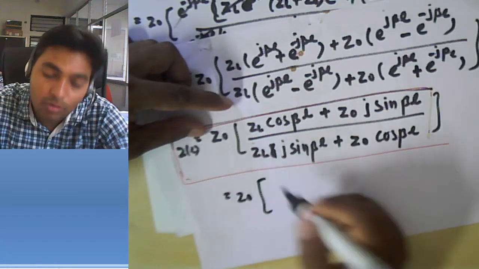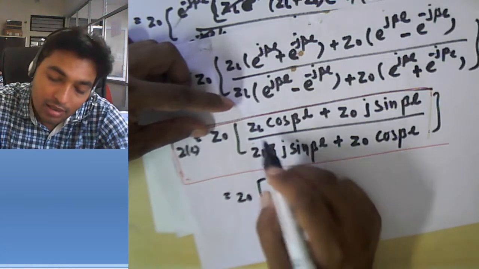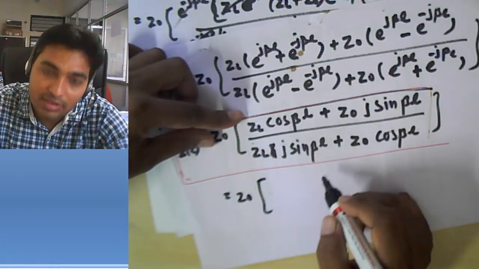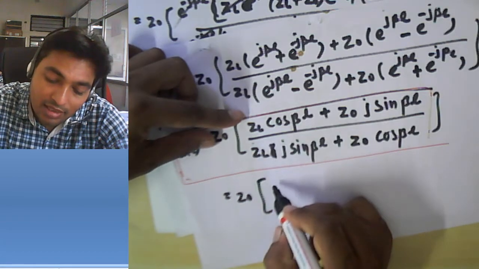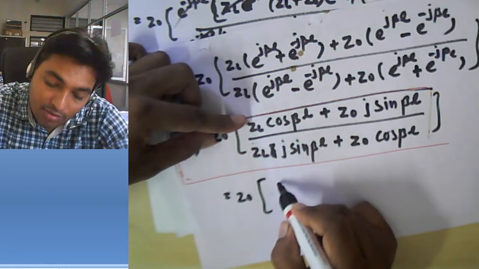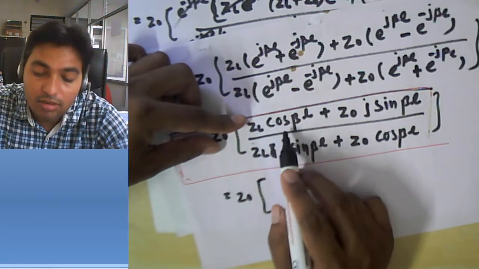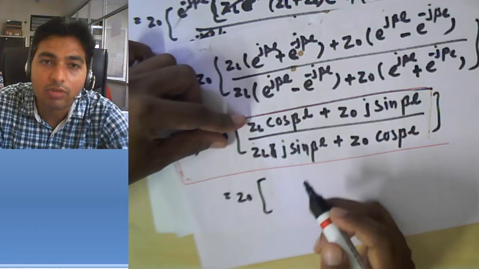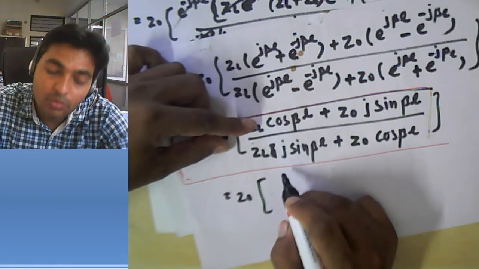Let us take cos beta L common out of this equation. So cos beta L here I will take, and in the bracket it will be ZL cos beta L divided by ZL cos beta L. So it will be equal to ZL.